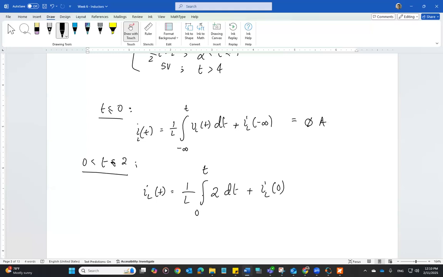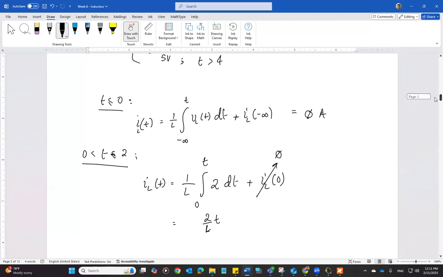Inductor voltage can change instantaneously, similar to capacitor current can change instantaneously. So it's opposite in inductor with respect to the capacitor. But inductor current cannot change instantaneously. So if the value of the inductor current just before 0 was 0 ampere, this will still be 0 just after the change. So the equation that you will have will be 2t over L. That's the equation of line from 0 to 2.